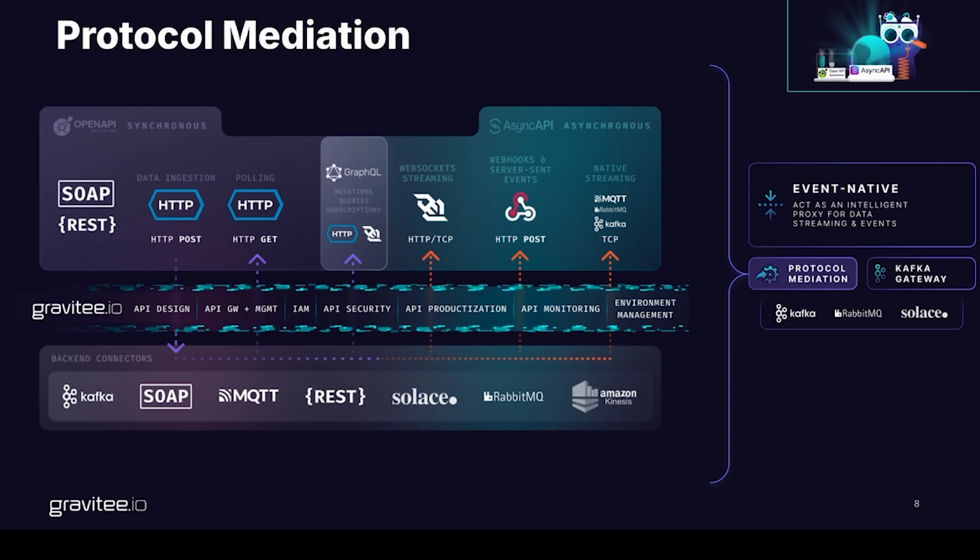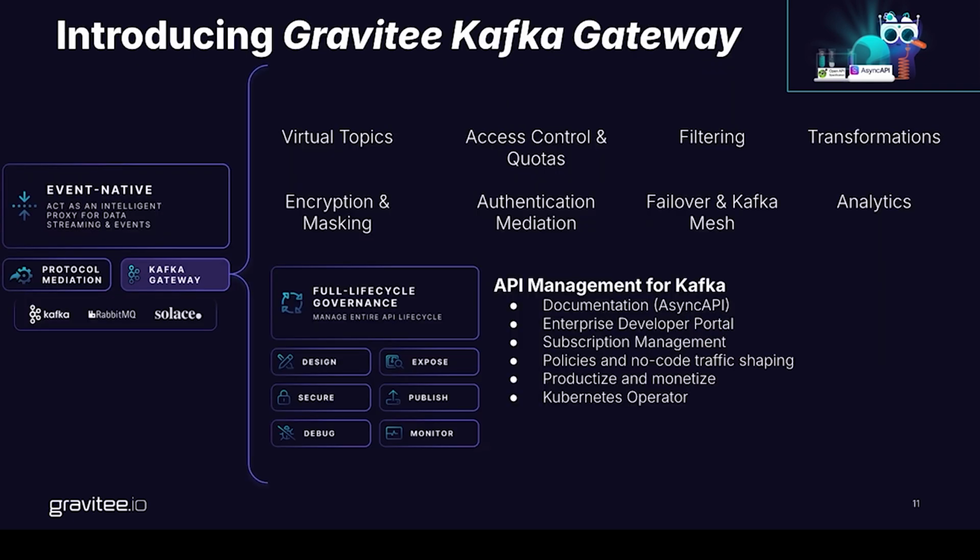For example, in the image that you're seeing, you're able to take an event stream and expose that over HTTP through a REST interface. For example, your producers can post requests and your consumers can get requests. You can also use different technologies as well to consume these APIs. So you can use WebSockets for persistent connections to your data streams. You can use webhooks and server-sent events as well. And so we'll talk about the protocol mediation in just a second and show you exactly what that looks like in the product. The other piece as well is the Kafka gateway.